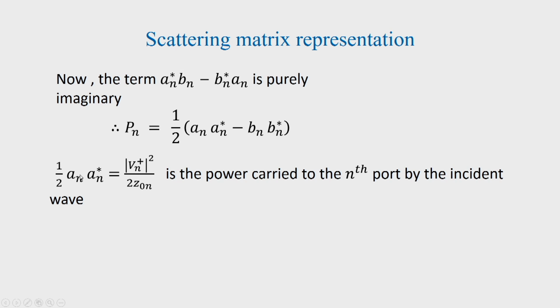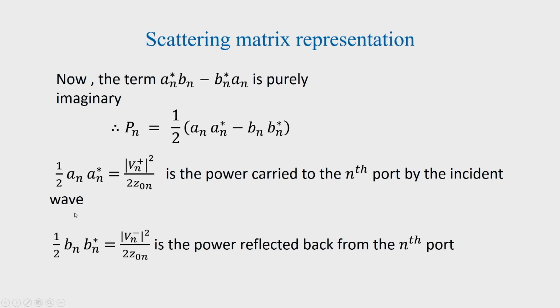Now, this term half A n A n conjugate, which can be written as mod V n plus squared divided by 2 Z 0 n, is the power carried to the nth port by the incident wave. Similarly, half B n B n conjugate is V n minus magnitude squared divided by 2 Z 0 n, and it is the power reflected back from the nth port.